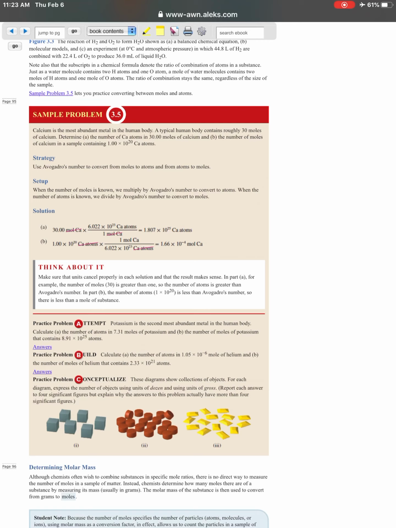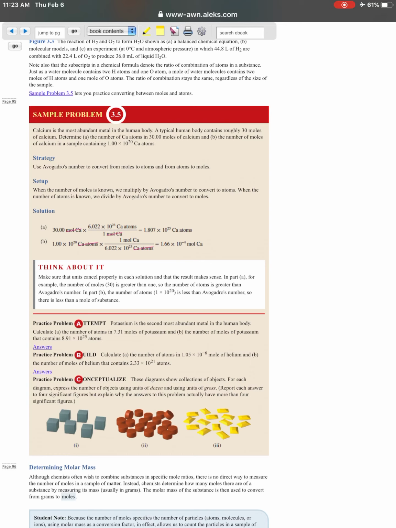Determine A, the number of calcium atoms in 30 moles of calcium, and B, the number of moles of calcium in a sample that contains 1.00 times 10 to the 20 calcium atoms. Okay, let's take part A first.